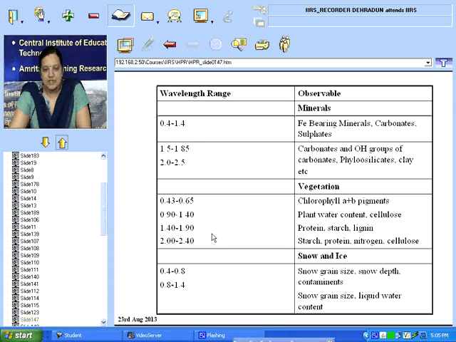For vegetation features, in the visible region, primarily it is the chlorophyll A and B pigments. In the near infrared region, it is plant water content and cellulose. Then we have protein, starch, lignin, nitrogen, and cellulose. For snow and ice studies, the wavelength range which is primarily important is 0.4 to 0.8 micrometers for snow grain size, snow depth, and contaminants present in the snow. From 0.8 to 1.4, it's snow grain size, liquid water content, and so on.